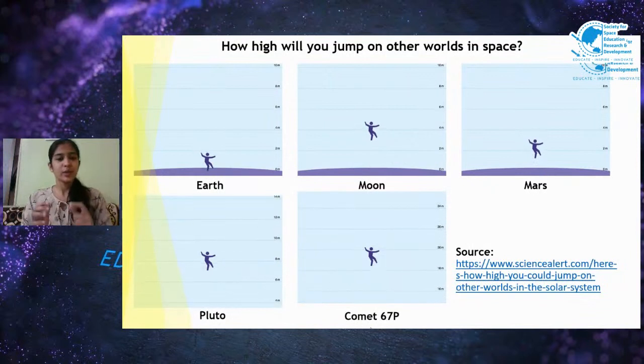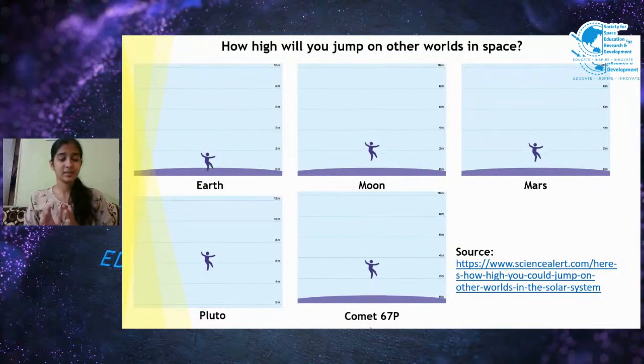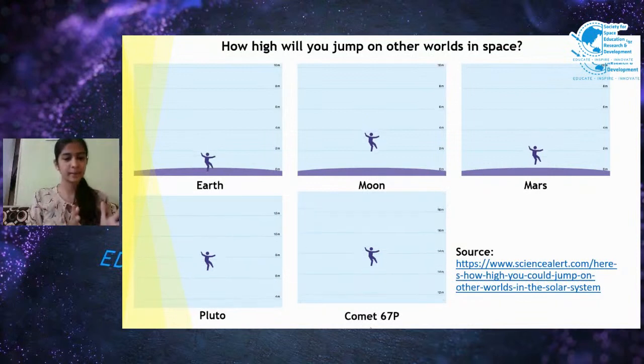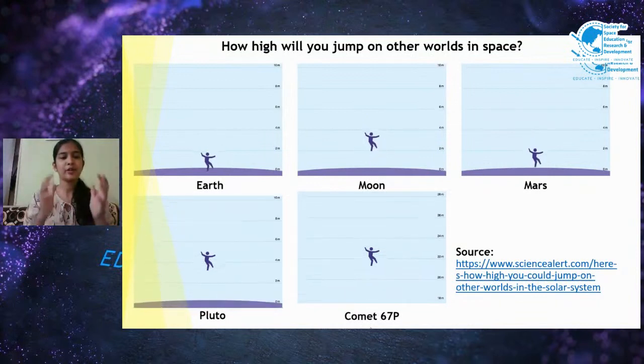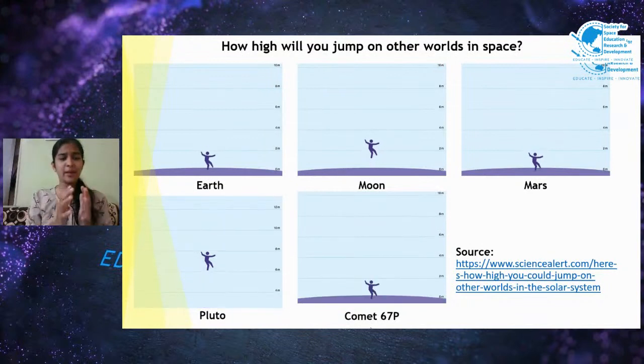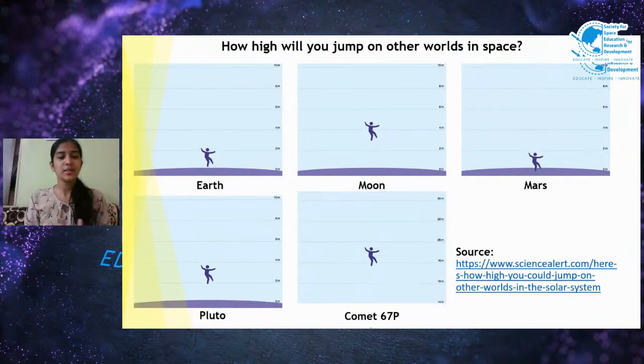Whereas on Mars, we will be able to jump much more height than on earth. But the size of Mars is much smaller than earth. Let's take an example of a comet, which is very small and has a diameter of, let's say, 2 kilometers. So if you jump on that comet, then you will be lost into space forever.